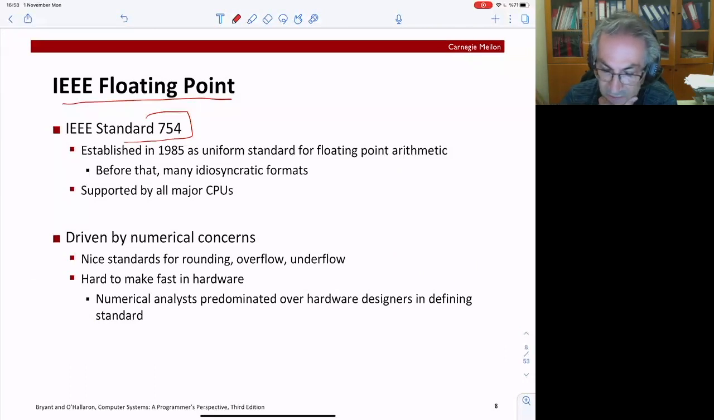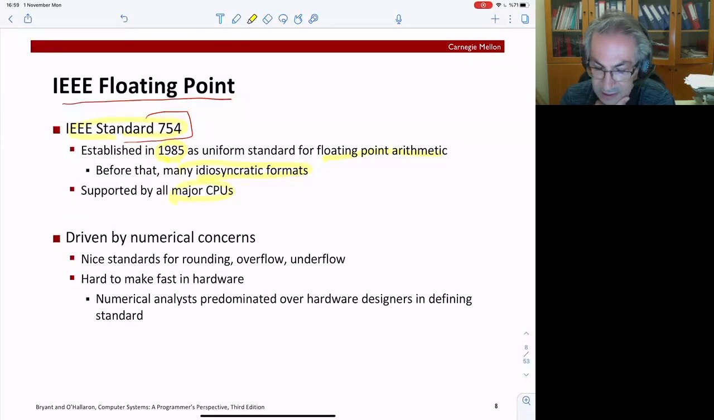And this is the standard for representing floating point numbers, and this was established in 1985, okay, for floating point arithmetic. And before that, every CPU producer basically had their own format, okay. But now with this standard in place, this is supported by all major CPUs, okay.